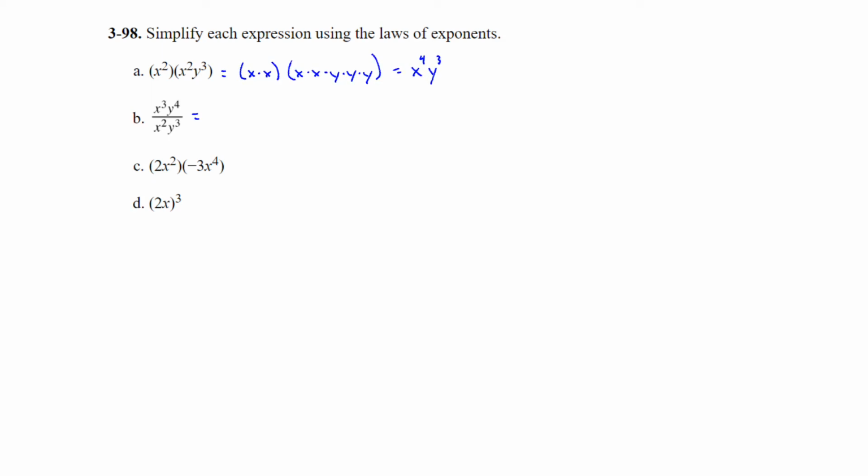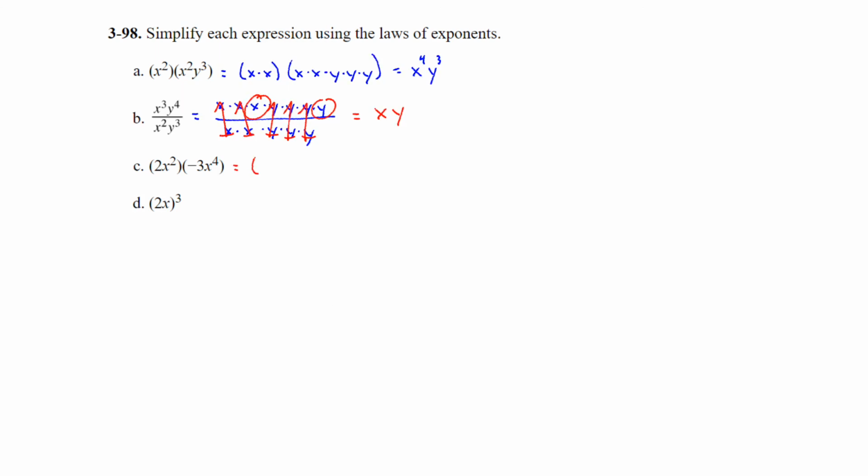On part B, we have x times x times x times y. So we're just expanding this out so we can see everything. On the bottom, we have x times x, and then 3 y's. So we're going to create all these giant ones. So there's one here, because x divided by x is 1. And then we have a couple with the y's as well. And then when it's all said and done, it looks like we are left with an x times y in the numerator, and the denominator is just left with a 1.